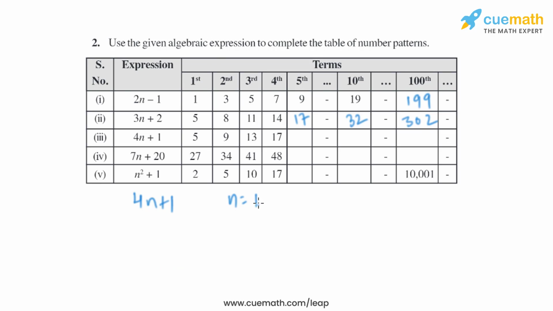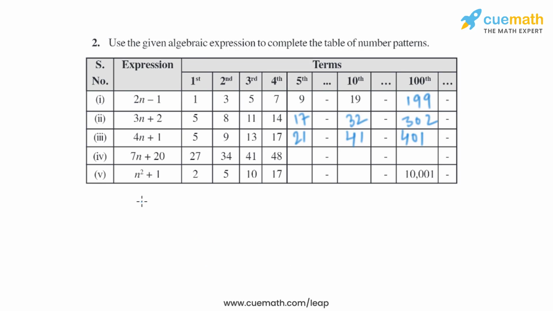Now let's take the value of n as 10. So it will become 4 into 10 plus 1, that equals to 40 plus 1, which is same as 41. Now let's take the value of n as 100. So it will become 4 into 100 plus 1, that equals to 400 plus 1, which is same as 401.